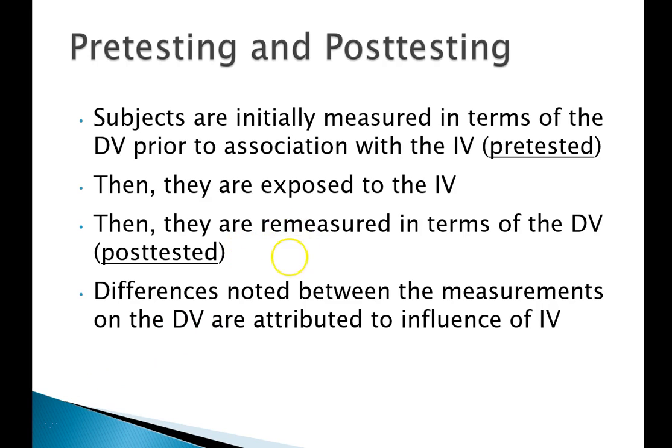Again, pre-testing and post-testing. I've already gone over this. Subjects are initially measured in terms of the dependent variable prior to exposure to the independent variable. So then they are exposed to the independent variable. They are remeasured in terms of the dependent variable, which is post-tested. And the differences noted between these measurements are attributed to the influence of the two variables. So it's very, very easily laid out.